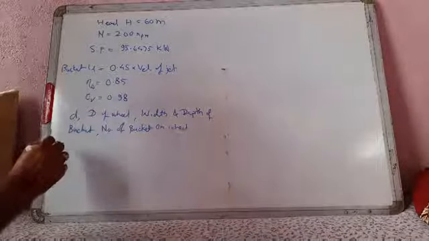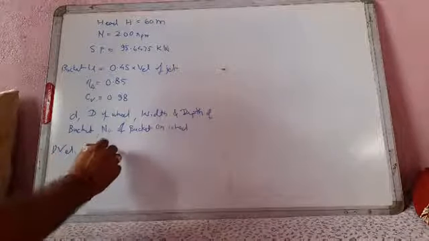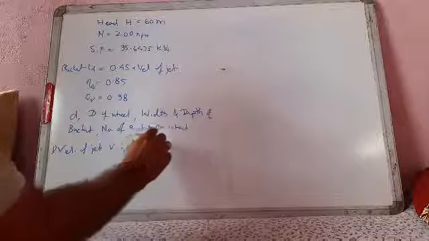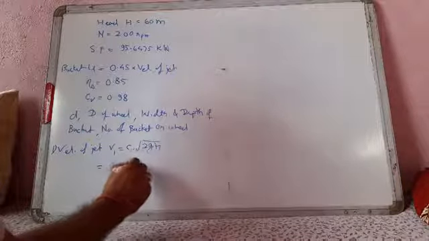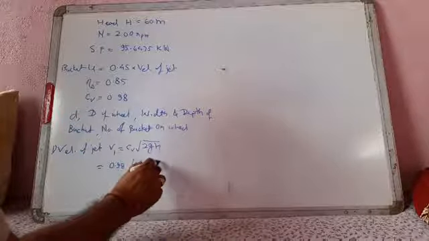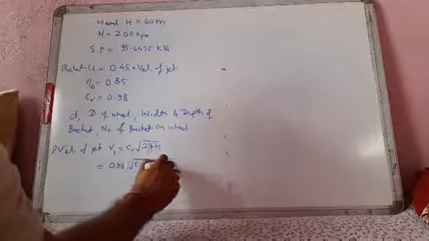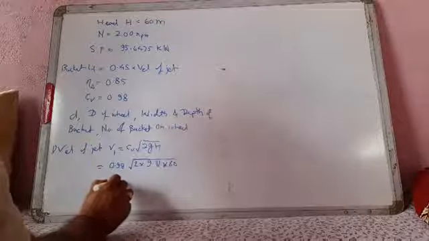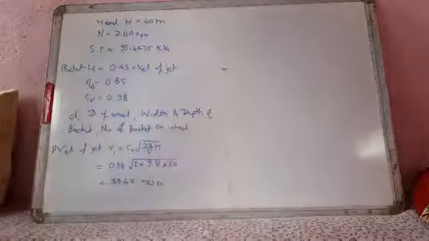So starting from the velocity of jet, velocity of jet V1 equal to Cv root 2gH. Put in the values: 0.98 root 2 into 9.81 into 60. So this is 33.62 meter per second.